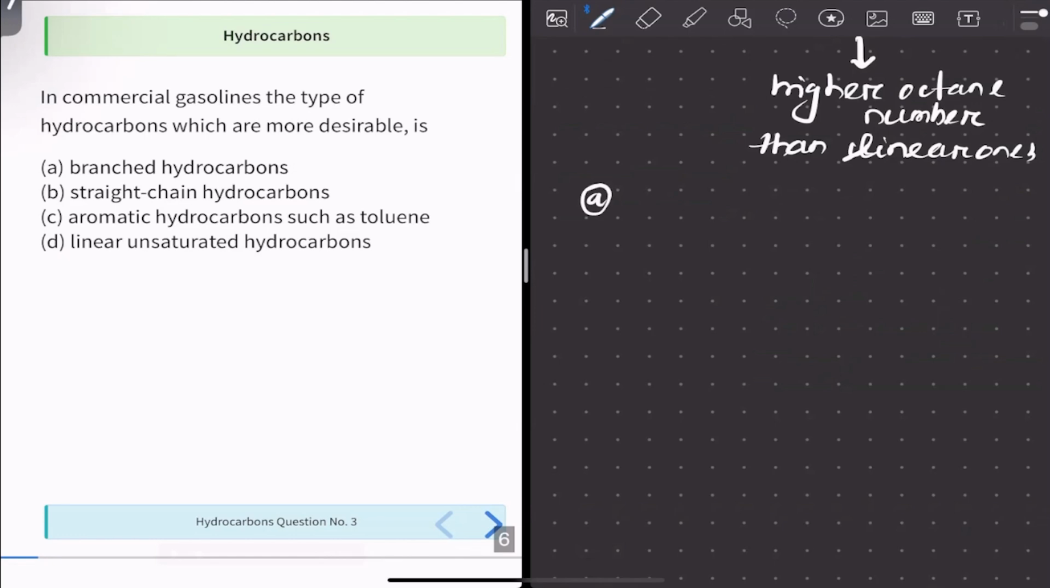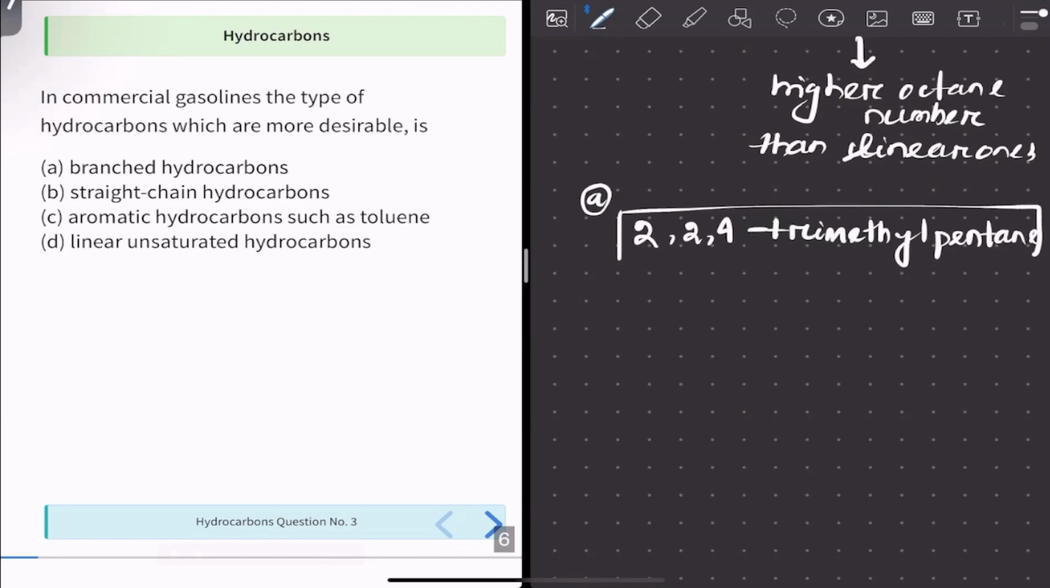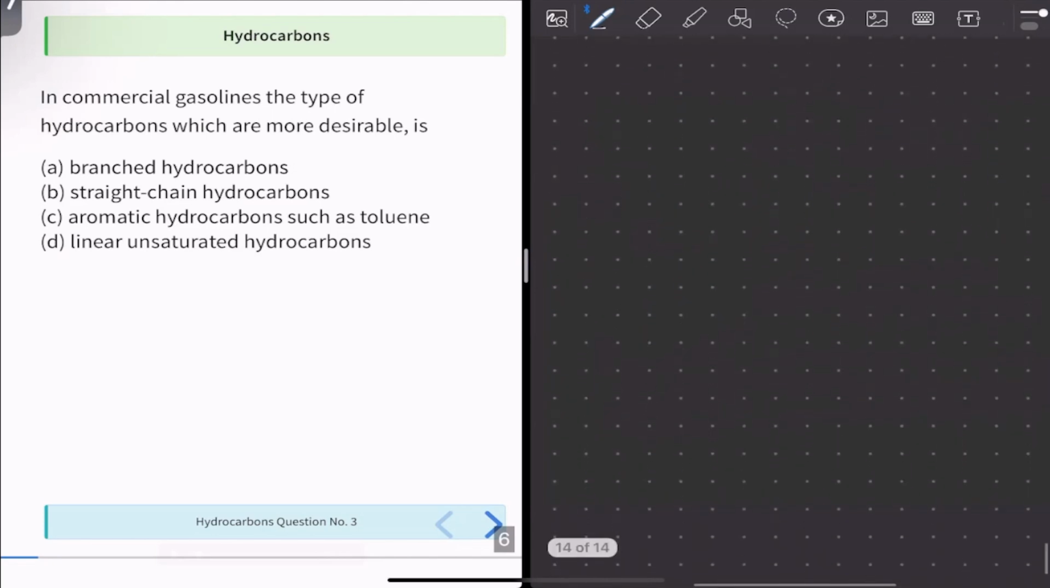And for branched hydrocarbons, we mostly use one molecule, that is 2,2,4 trimethyl pentane. It is the major component of gasoline. 2,2,4 trimethyl pentane. 2,2,4 means it has three branching points. Okay. So let's move on to the next question.